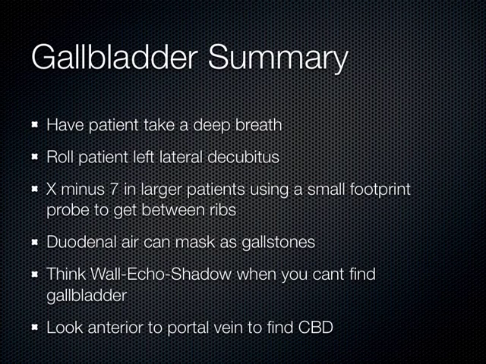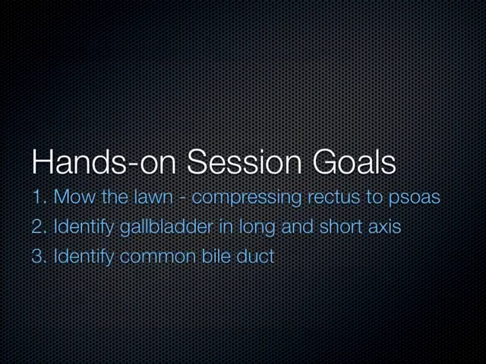You're going to roll the patient left lateral decubitus, and sometimes you get that duodenum to fall out of the way. X-7 in larger patients, and in order to get between the ribs, if you were using a large curvilinear footprint, now you want to switch to a small footprint like a microconvex, or in the case of the probes you guys have, that P21's perfect for getting between the ribs. Duodenal air can sometimes look like gallstones, and when you can't find the gallbladder, start to wonder about a contracted gallbladder around a stone or the wall-echo shadow sign. And whenever you're looking for the common bile duct, look anterior to the portal vein, and you should get lucky.